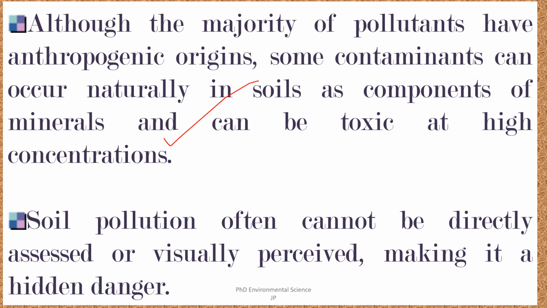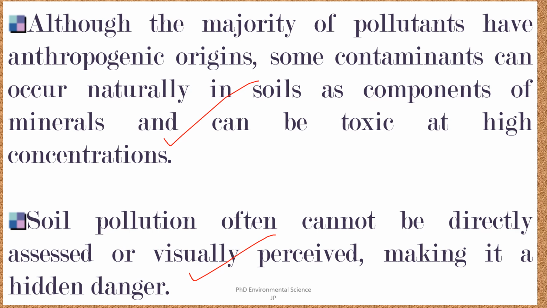and human health. Soil pollution is often challenging to assess directly or visually perceive. Unlike air or water pollution, which may exhibit immediate visual indications like smog or discolored water, soil contamination is less observable. Pollutants may be present at levels that are not immediately detectable without specialized testing and analysis.